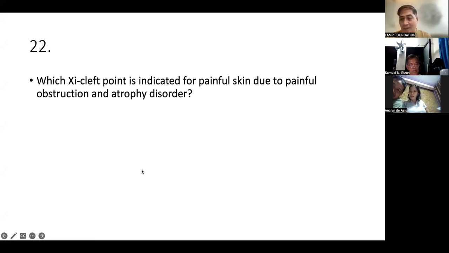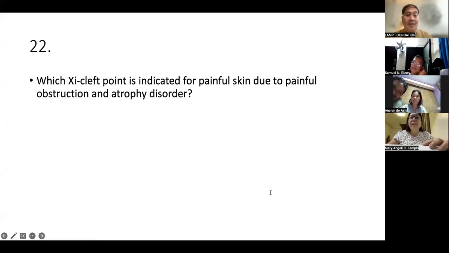So now we're learning about Xi Cleft points. Now let's go to Dr. Mary Templo. Are you still there? Yes, Doc. Good evening. Which Xi Cleft point is indicated for painful skin? GB 36. Very good. GB 36 can also be used to treat rabies. Please take that down.